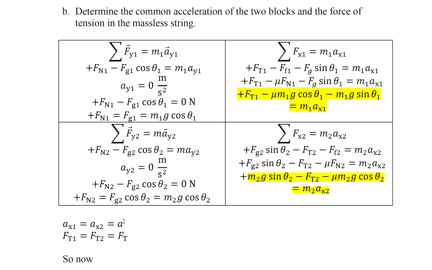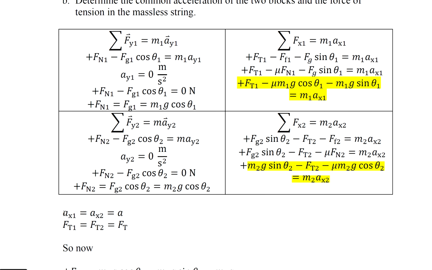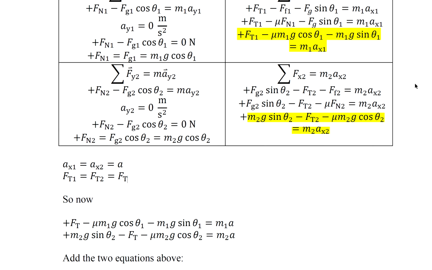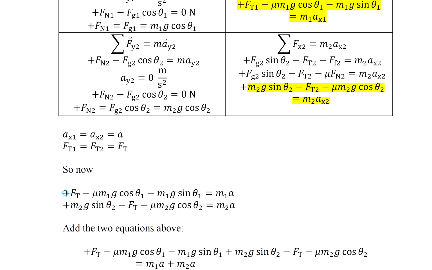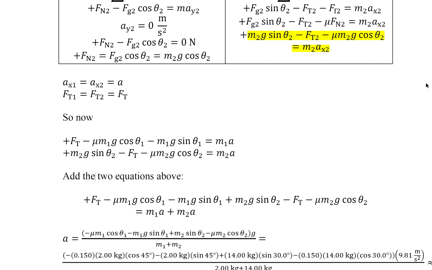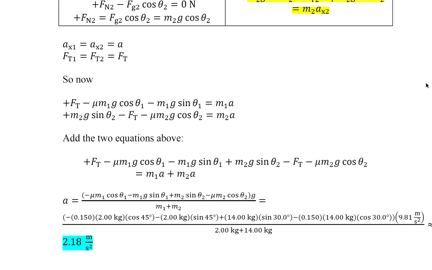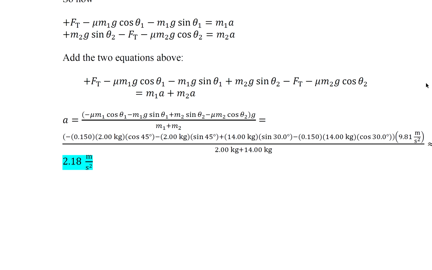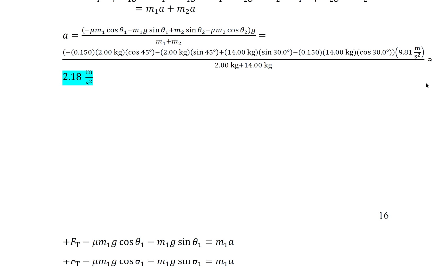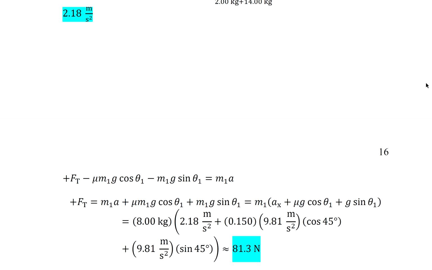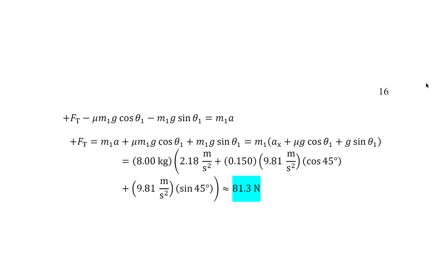We know that they have the same acceleration and the same force of tension, so that gets rid of some variables. So now we have these two equations. Add them up. We could eliminate force of tension, we could solve for acceleration. And then we could substitute back into one of the original equations to solve for force of tension.